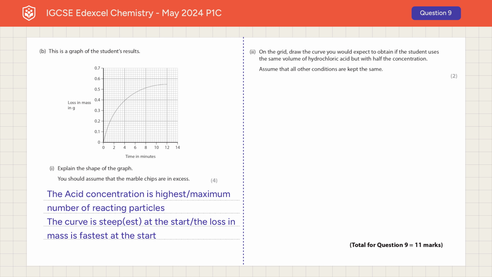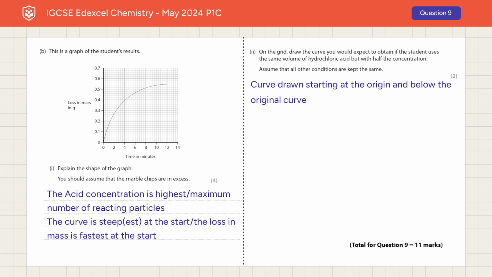Now, what if the student repeats the experiment using the same volume of hydrochloric acid, but with half the concentration? The new curve would still start at the origin. But because there are fewer acid particles from the beginning, the initial rate is slower, so the curve will be below the original curve throughout.